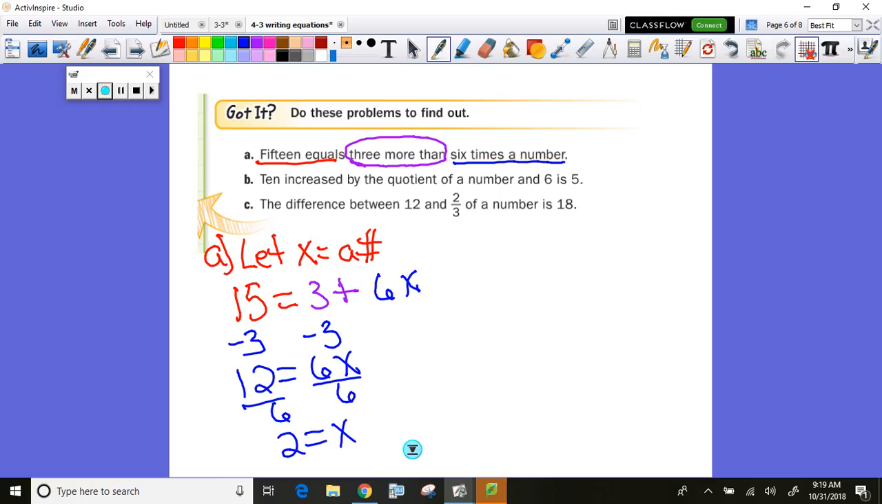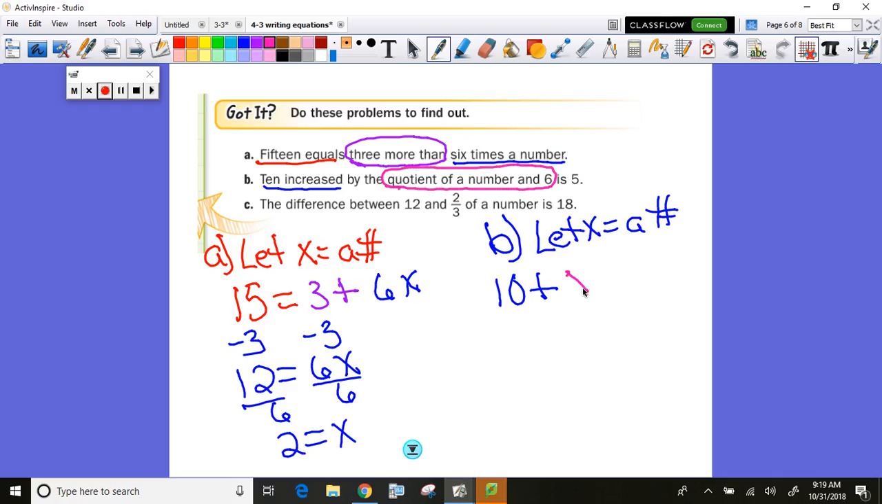So I hope you've tried on your own. We're now going to talk about B. It says 10 increased by a quotient of a number and 6 is 5. So again, we're going to let x equal a number. And then 10 increased, so that's 10 plus a quotient of a number and 6. Quotient means divide, so that's x over 6 is 5. So that equals 5. All I'm doing is translating the words they give me into an equation.